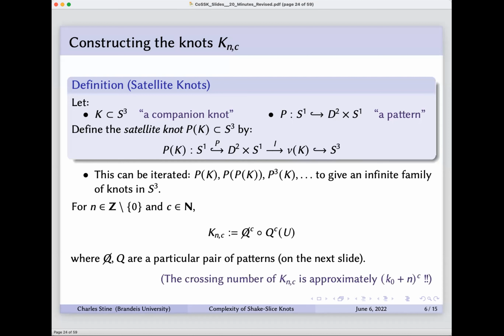Now, a warning: these knots are somewhat impractical to draw, since the crossing number is approximately a fixed constant K0 plus N raised to the power C. And K0 is not small. So you definitely have to work with the patterns if you want to think about them.